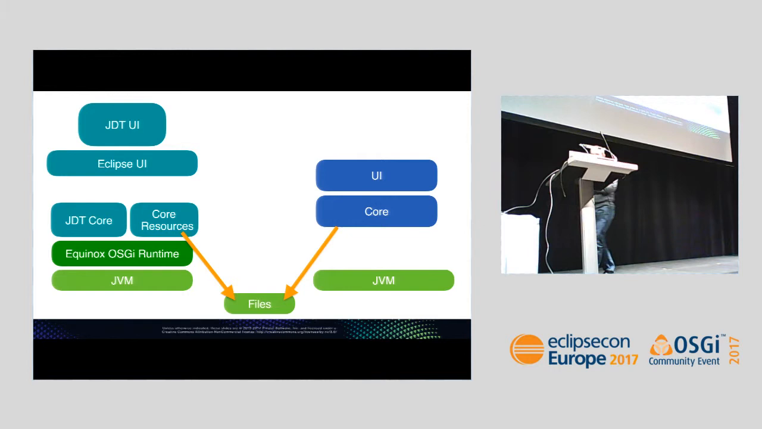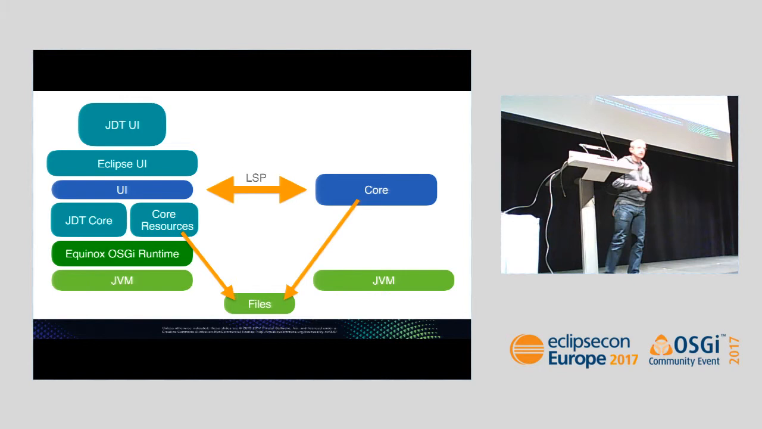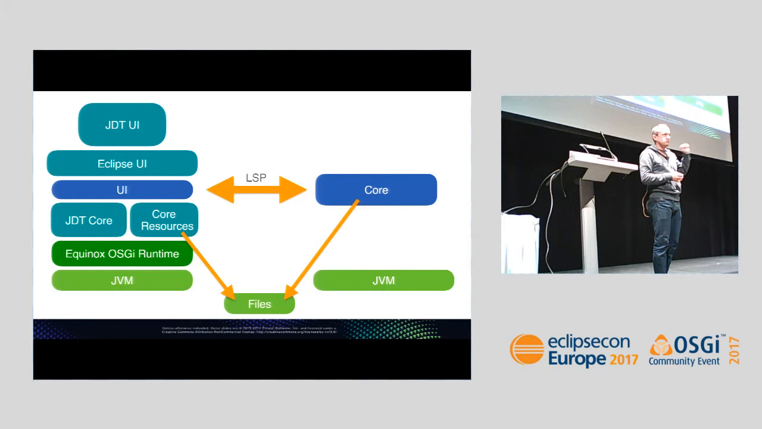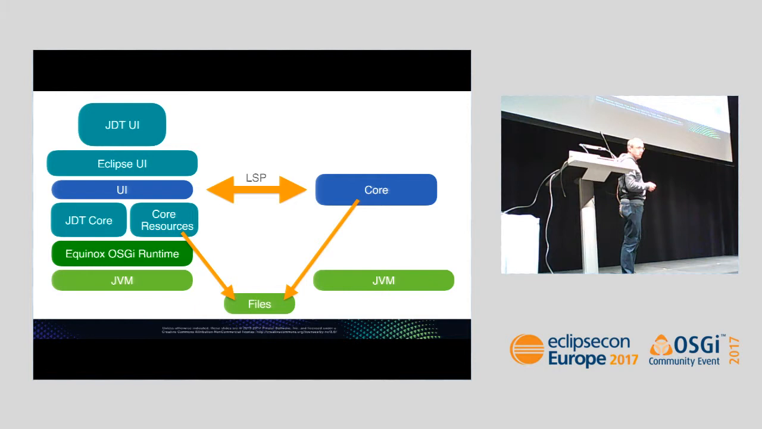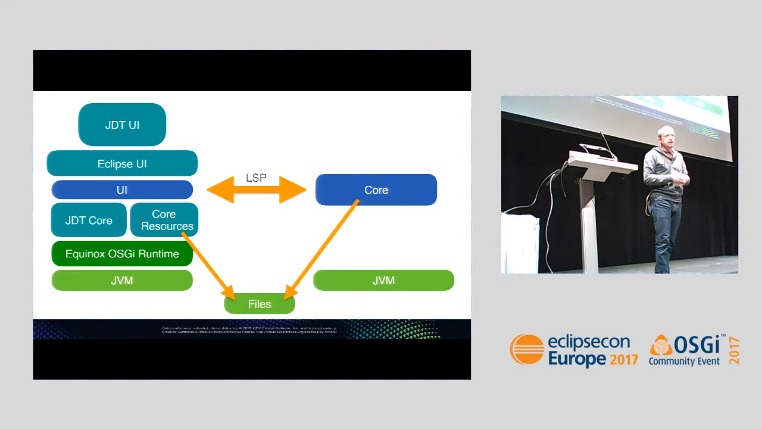The next step in this strategy would be to move the UI over and put the language server protocol in between your core stuff that's running on the language server side and the UI that's sitting on the Eclipse side in this case. Right? Of course, if you want to support a different client side, like VS Code or whatever, you would have to write that part. In the case of Eclipse, you could more or less move that over.